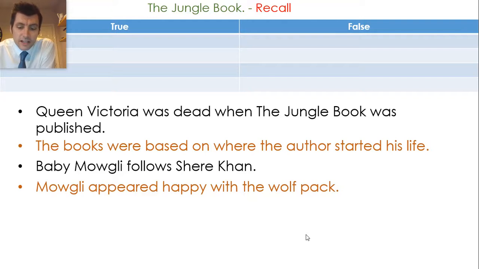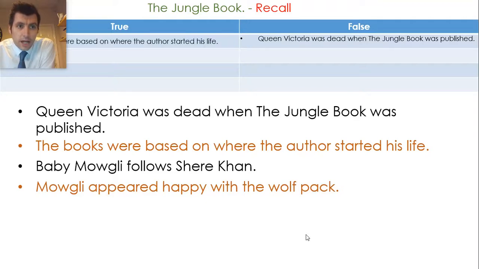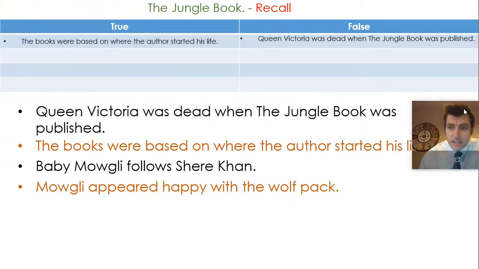Okay, guys, hopefully you've managed to identify that Queen Victoria was not dead when the Jungle Book was published. She died in 1901, as we know, and the Jungle Book was published seven years before that, in 1894. The books were based on where Rudyard Kipling began his life, so they're based, in part, on the fact that he was brought up in India until he was six years old.